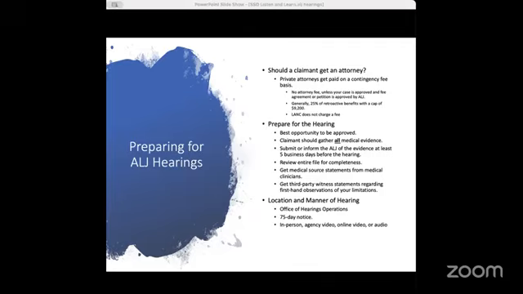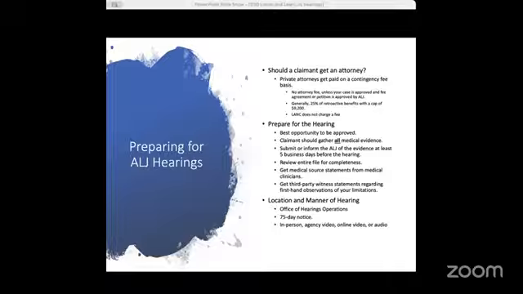So again, your hearing is going to be happening at the hearing office that your case is assigned to, and you're going to be given at least 75 days notice in advance of when your hearing is scheduled. So you should have time to prepare. There are 4 different ways that you can appear at your hearing.